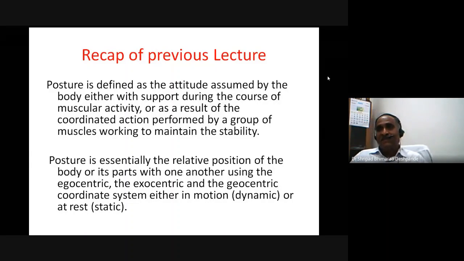I think this makes a very comprehensive definition, and this would be a correct definition. I repeat, posture is essentially a relative position of the body or its parts with one another, using the egocentric, the exocentric, the geocentric coordinate system, either in motion or at rest. So that means the static and dynamic components have been defined also. If it is in motion, it's dynamic. If it is at rest, it's static.